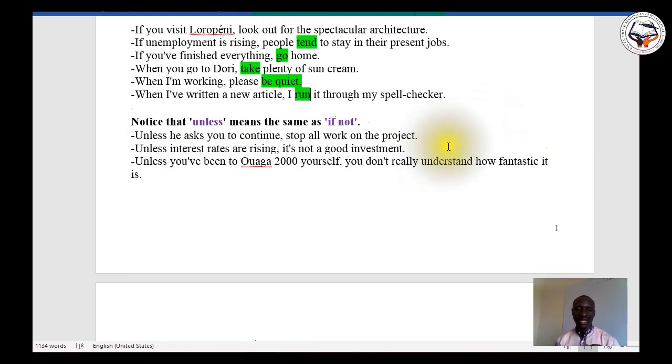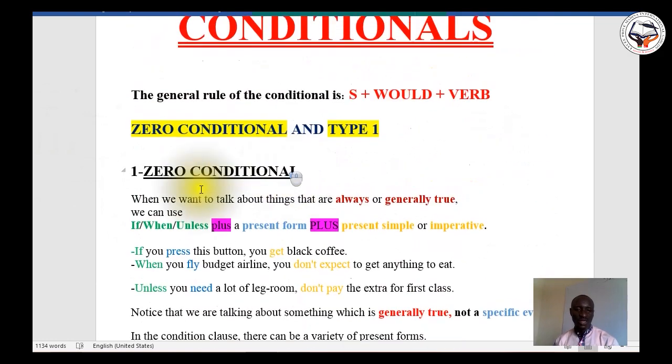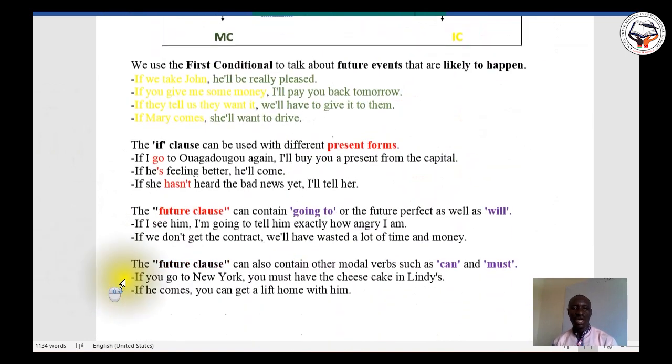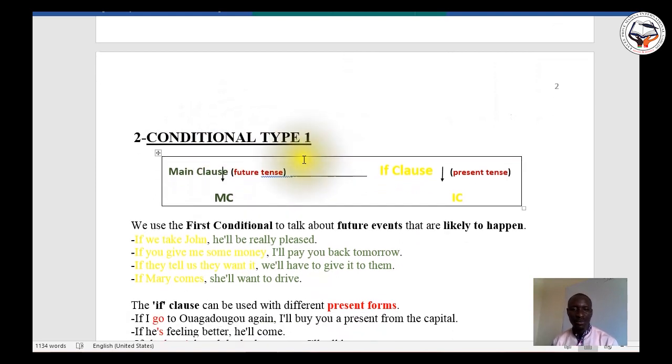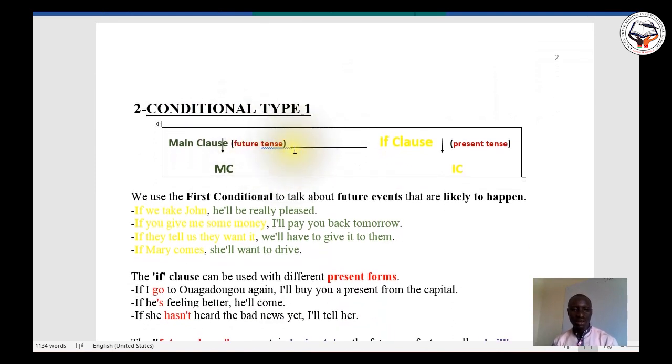Dealing with the first part is very simple. The first part is the zero conditional. That's very simple, so let's move on to condition type 1.